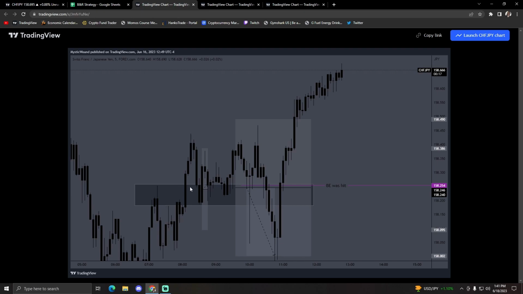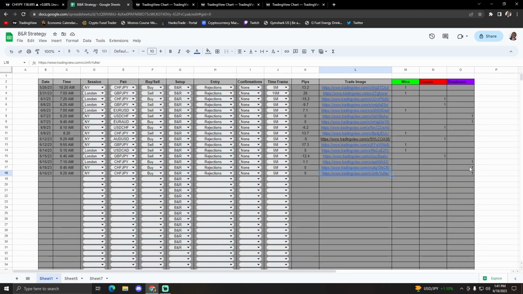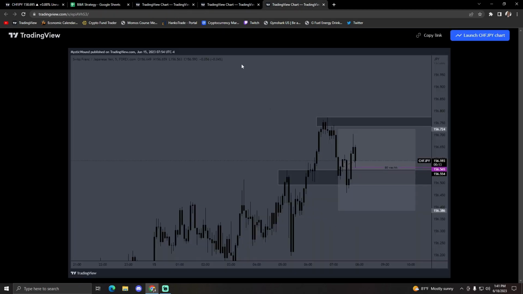So I ended up taking 2 trades here. We have a break and a retest here. Actually, yeah, I did take 2 trades. Both of them just stopped me out at break even. It was these last 2 that I took. Same pair, CHF JPY. This one was taken around 8:45 a.m. and then the last trade for that day was taken around 9:20. They both just broke even.